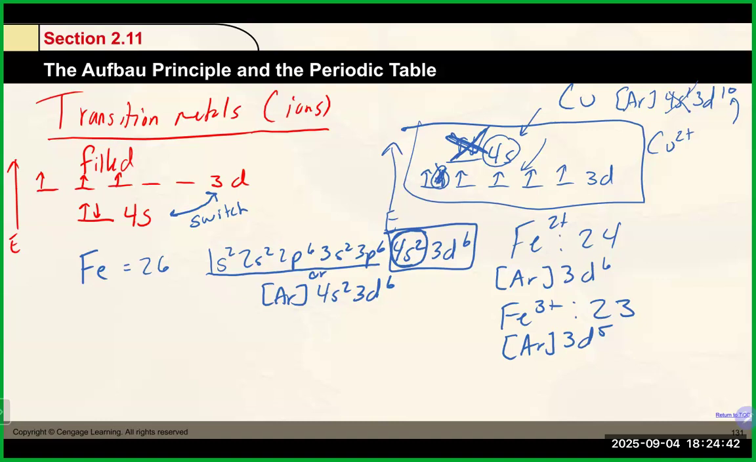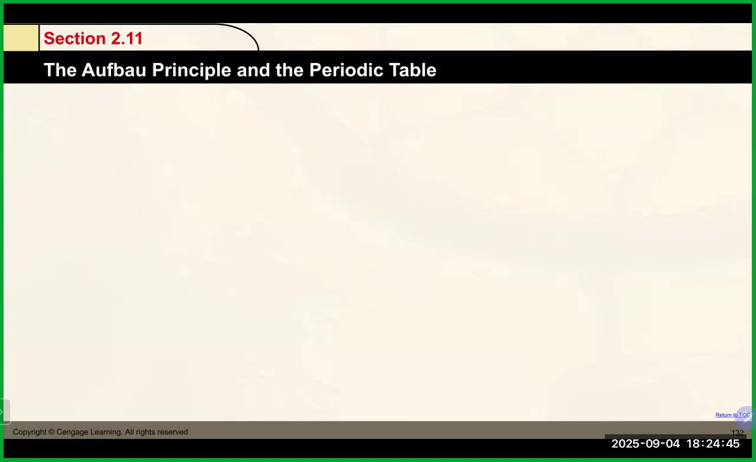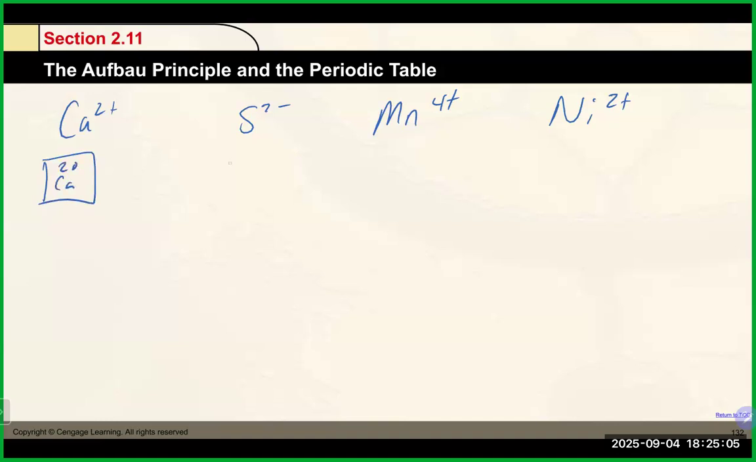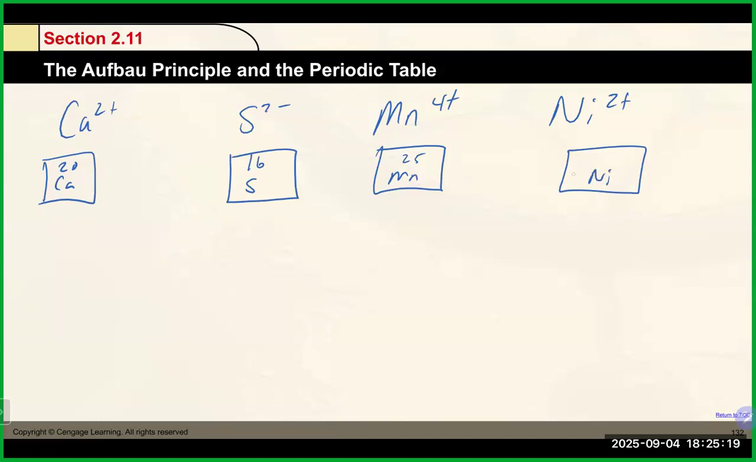Question on that? So why don't you write some electron configurations for the following? Let's do calcium. Let's do sulfide. Let's do Mn4 plus. Let's do nickel 2 plus. All right, in case you can't see, calcium is 20. Sulfur is 16. Mn there is 25. And nickel is 28.